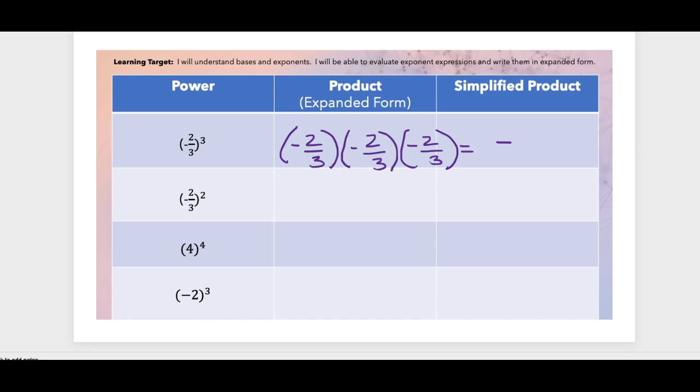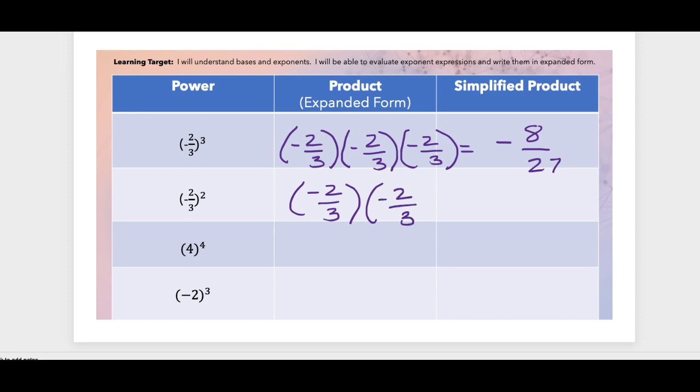So now I'm going to multiply the numerators, and then I'm going to multiply the denominators, and I know again my product will be negative. So 2 times 2 is 4, and 4 times 2 is 8. So my numerator is going to be 8. My denominator would be 3 times 3, which is 9, and 9 times 3, which is 27. So my simplified product would be -8/27.